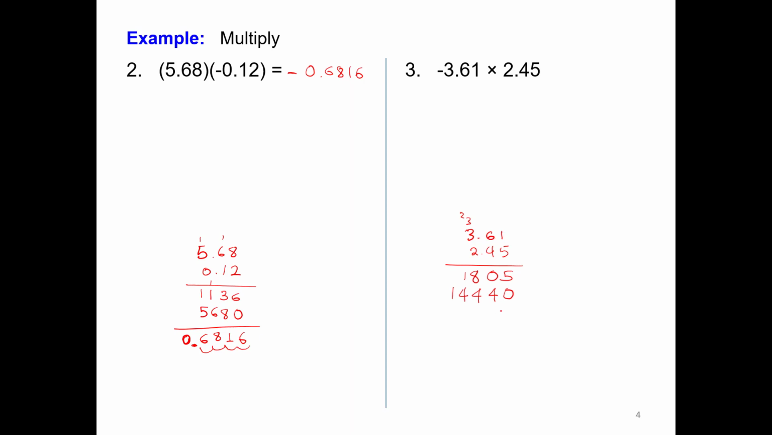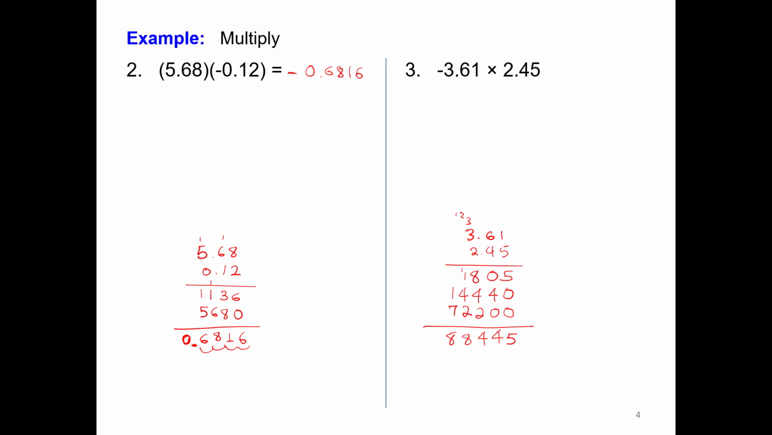2 times 1 is 2. But it's in the hundreds place. 2 times 1 is 2. 2 times 6 is 12. Carry the 1. 2 times 3 is 6. Plus 1 is 7. Now we need to add the numbers. 5, 4, 12. 2 is 14. 1 is 2. 6, 8, and 8.